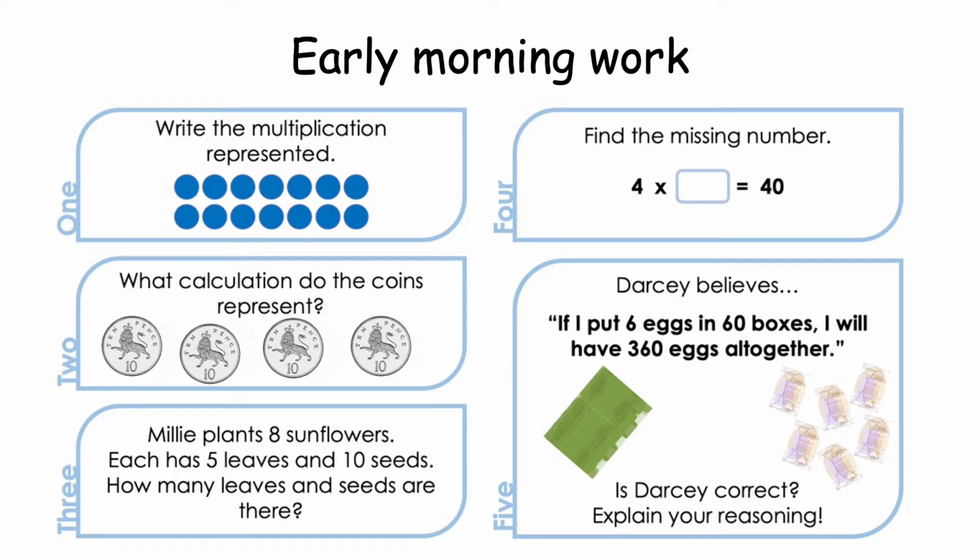Okay, so let's get started. Our early morning work. What you need to do, I'll go through them, and then you need to pause the video as normal, and then we'll go through the answers. So number 1, write the multiplication represented. So how many circles along? Multiply that by how many circles down? And there's your work out the answer.